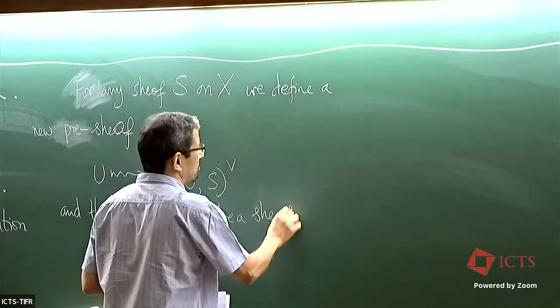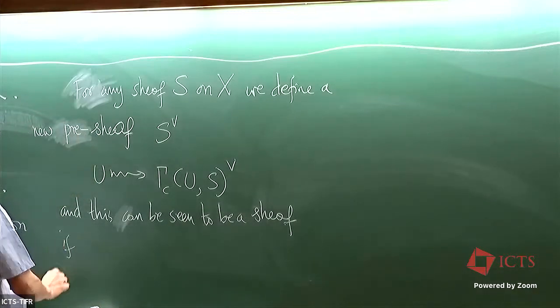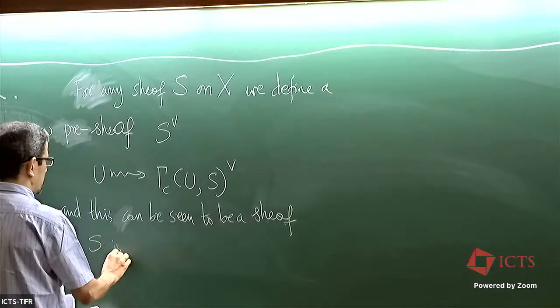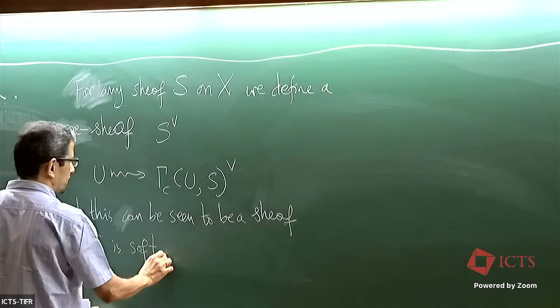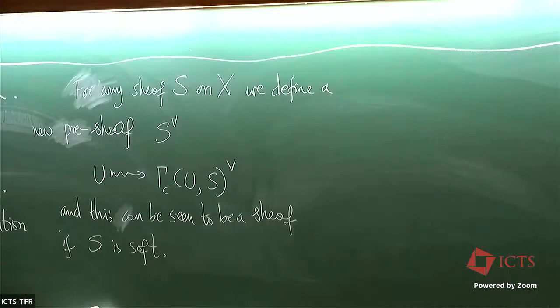Oh, I should mention some reference here. If S is soft, in general, it's not a sheaf. So by the way, almost everything on Verdier duality that I'm presenting can be found in this nice book by Iversen. Maybe I should write here because I'm not going to. Homology of sheaves.